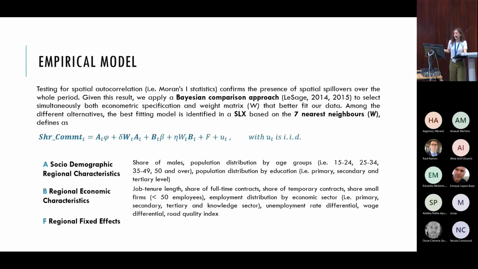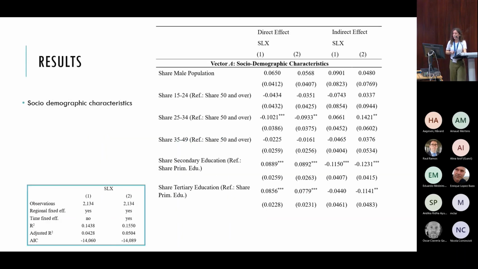And with respect to the economic characteristics, we will consider the job characteristics that we have seen before, again aggregated at the regional level, and also the employment distribution by economic sector and the disparities in terms of unemployment and wage. We will also consider regional fixed effects in order to capture the heterogeneity of our regions. And I think we can now move to the most interesting results. Here we have our model specification with, in column 1, just fixed effects, and in column 2, both regional and time fixed effects, but still the two models are quite similar in terms of goodness of fit.